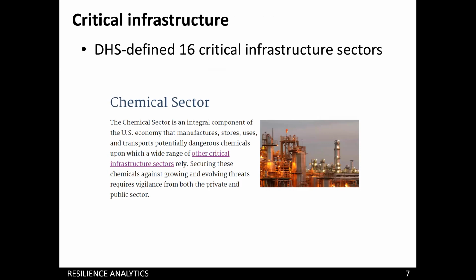So one such critical infrastructure sector is the chemical sector. This is a sector of the U.S. economy that's relied upon heavily by society, which manufactures, stores, uses, and transports chemicals. Disruptions to the components in the chemical sector could have large-scale effects, particularly the physical disruption, the physical explosion perhaps, of these kinds of facilities, which could have wide-ranging effects on the communities around those facilities.